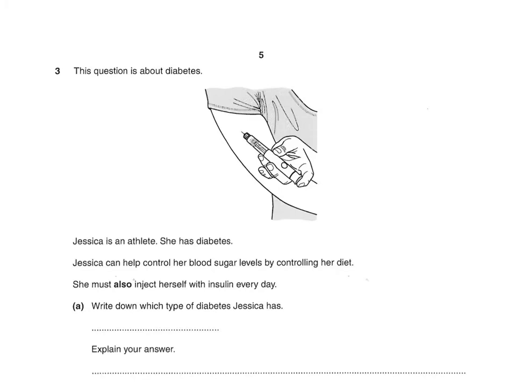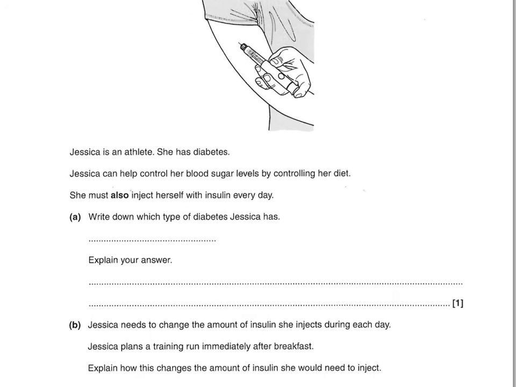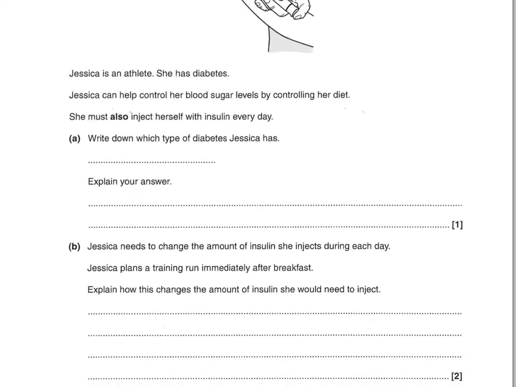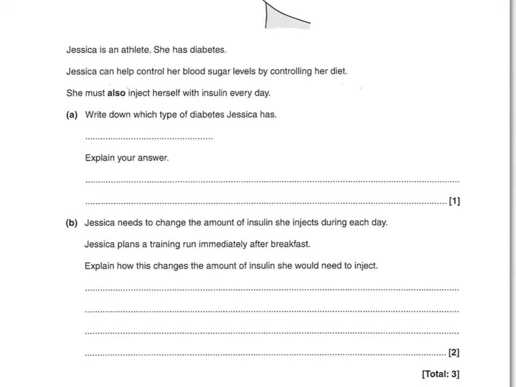Next question about diabetes. Jessica is an athlete, she has diabetes. Jessica can help control her blood sugar levels by controlling her diet. She must also inject herself with insulin every day. Write down one type of diabetes Jessica has and explain your answer. Also, which type, not one type, which type she has.